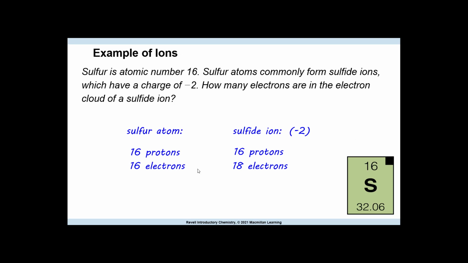Okay, so first, sulfur has an atomic number of 16. We know that a neutral atom has 16 protons and 16 electrons.